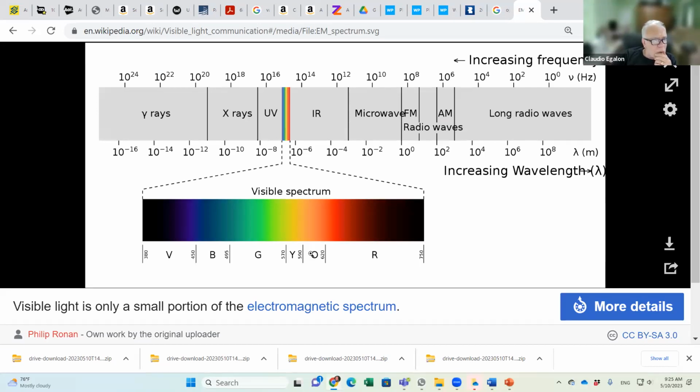There's something wrong here. He's giving us the value in meters. Yeah, there's something wrong here with this graph. It should be 10 to the minus 9, not 10 to the minus 6. Let's take a look at another book.